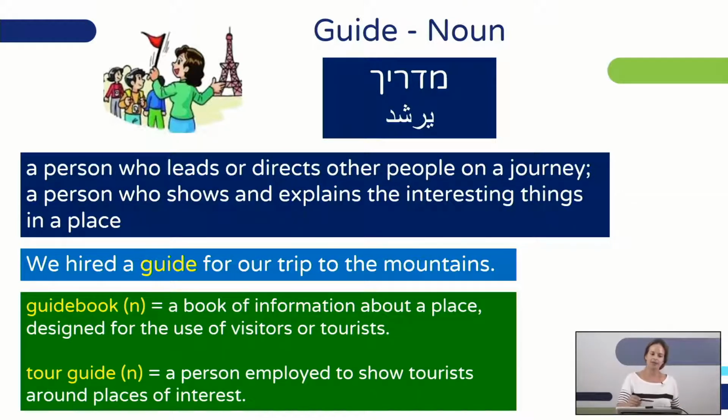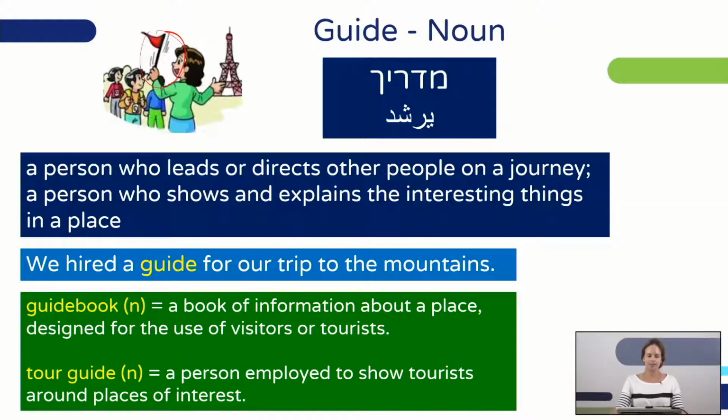So here in my picture, you have a guide. A guide is the lady with the flag, right? She's showing them the Eiffel Tower. She's guiding them around Paris, and she herself is the guide. So it is a person who leads or directs other people on a journey. A person who shows and explains the interesting things in a place.